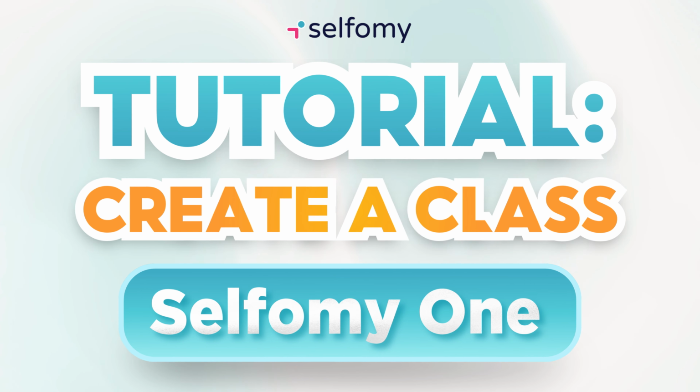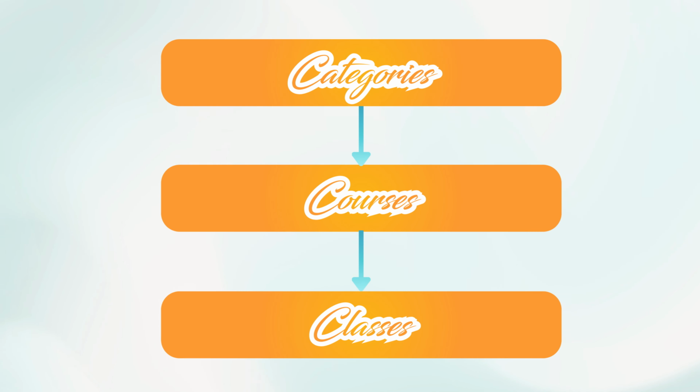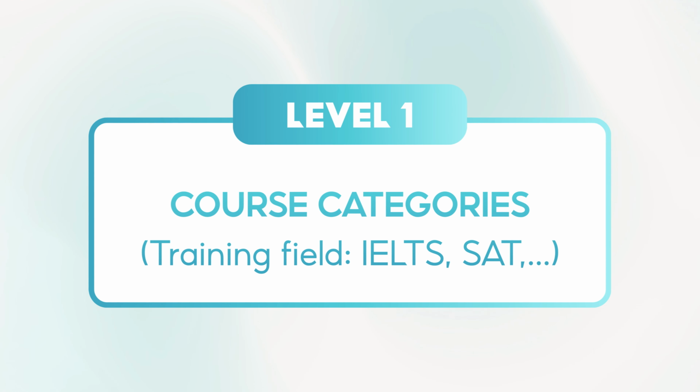Welcome to Selfomy's tutorial. In this video, we'll guide you through how to create a class structure on Selfomy using 3 levels: category, course, and class. To keep things organized, the course category is the highest level. It represents your training area, such as IELTS or SAT.